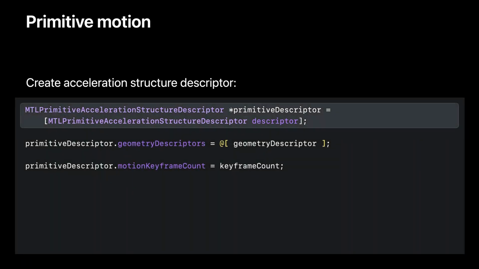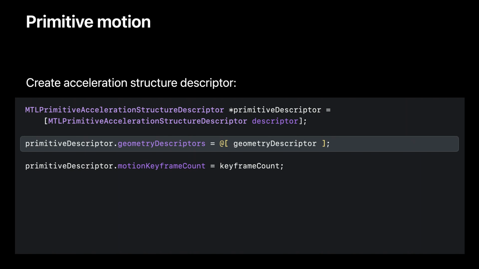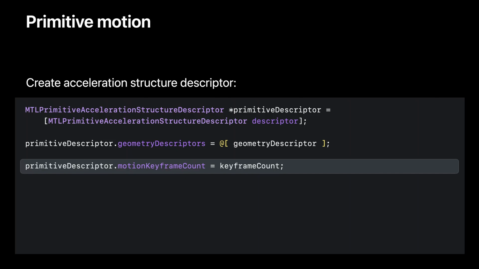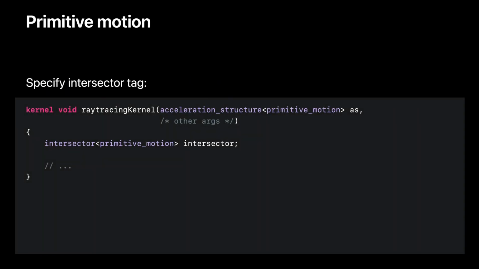Finally, we'll create the usual primitive acceleration structure descriptor. Next, we provide our geometry descriptor. Then we'll specify the number of keyframes. Similar to instance motion, we'll need to make a small change in the shading language to specify the primitive motion tag. And that's all we need to do to set up primitive motion. Keep in mind that you can actually use both types of animation at the same time for even more dynamic scenes. Next, let's take a look at all this in action.